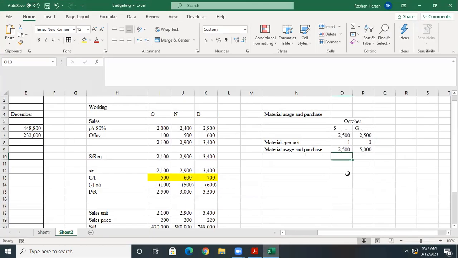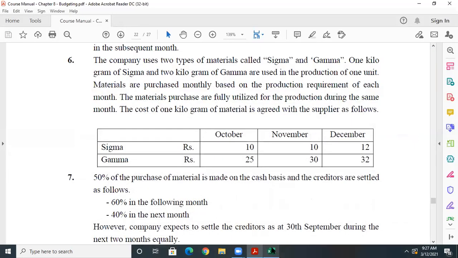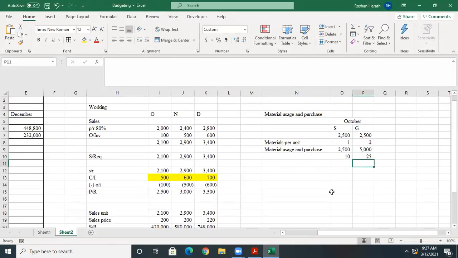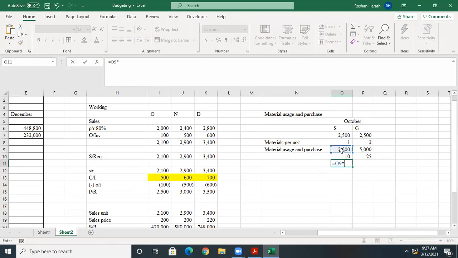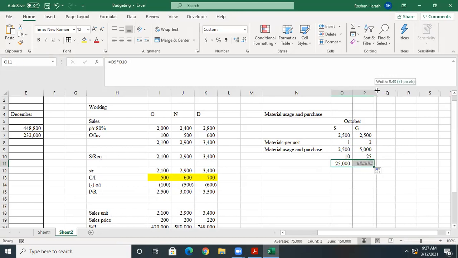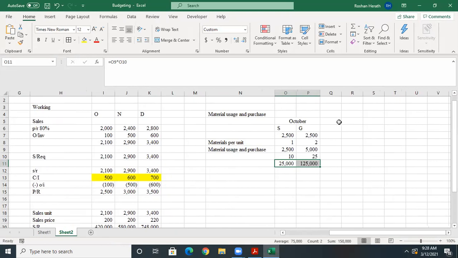Sigma 10 rupees, gamma 25. So then this is the material cost. So on the material cost, 25,000 for sigma and 125,000 for gamma. Similarly, you can do this for the rest of the month.